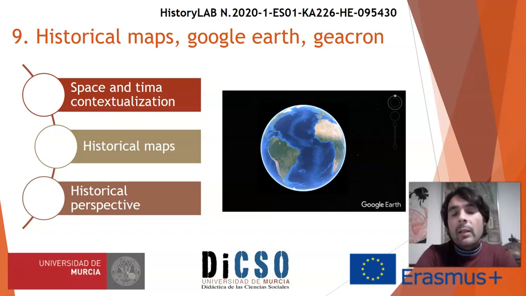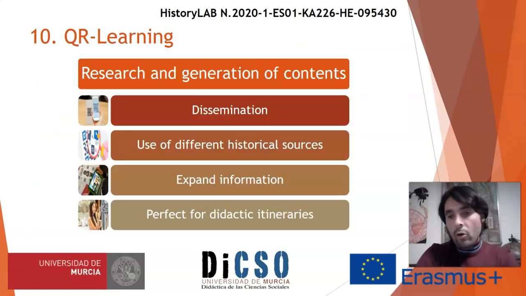And also at the same time, the use of historical maps that, for example, are included in Google Earth, is going to permit us to explain that competency of historical perspective or historical empathy. So our students, using old maps, are going to understand how historical characters at the time understood the world and the space.